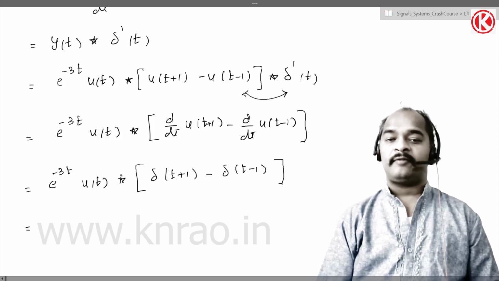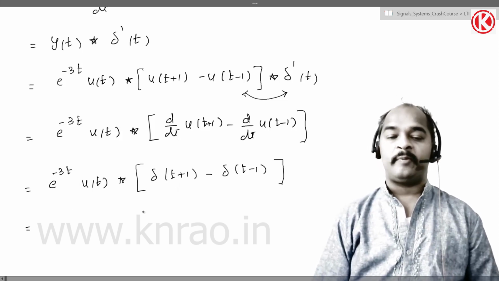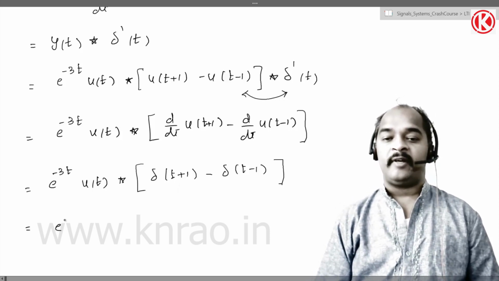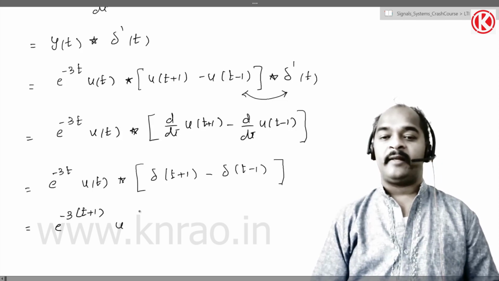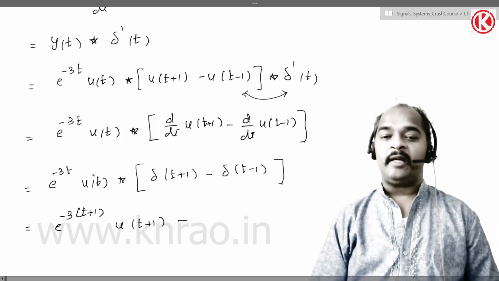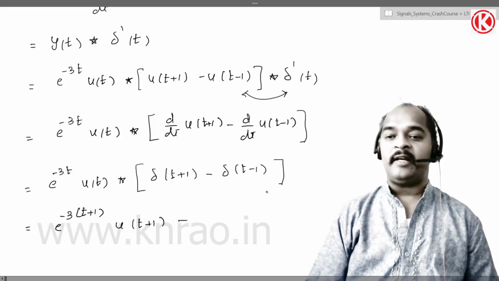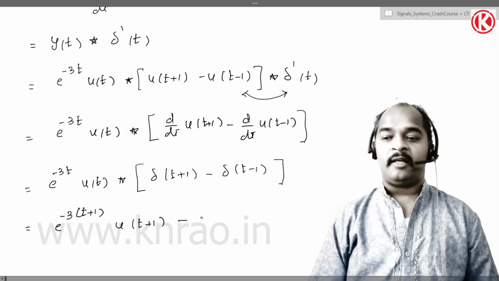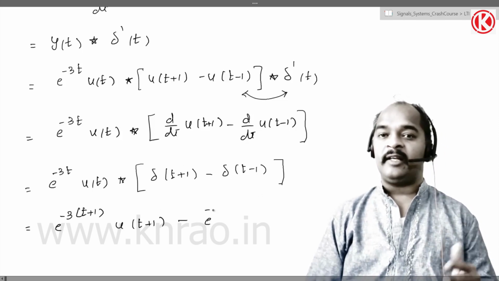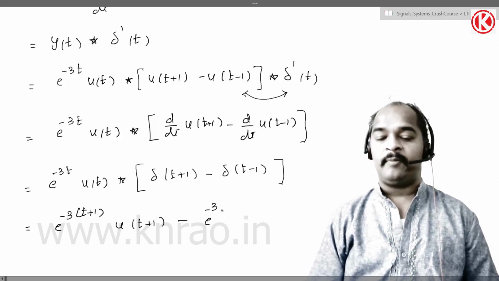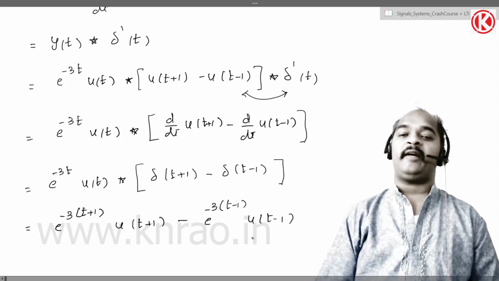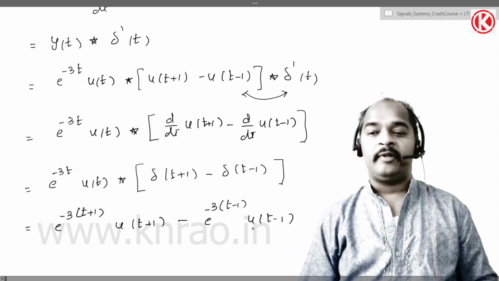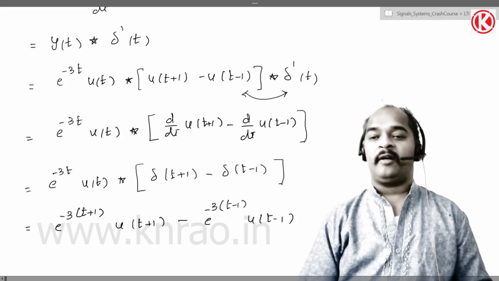This is looking like x of t convolved with delta of t plus 1. What should be the answer? X of t plus 1 means wherever there is t, we replace it with t plus 1. So you get e power minus 3 times t plus 1 u of t plus 1. That is the first one. The second one, again looking like x of t convolved with delta of t minus 1, you should get x of t minus 1. Wherever there is t, we replace it with t minus 1. So you get e power minus 3 times t minus 1 u of t minus 1. That would be the derivative of the output y of t.